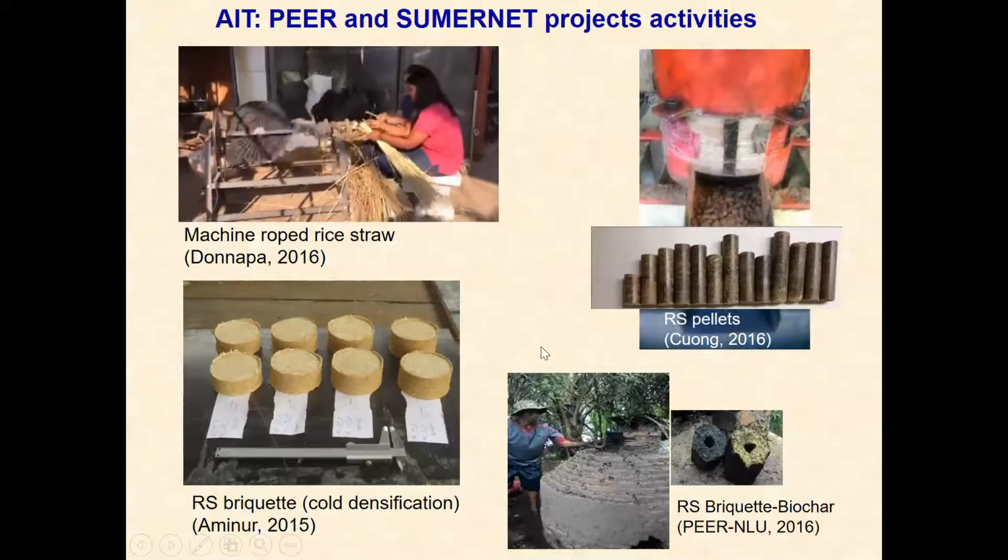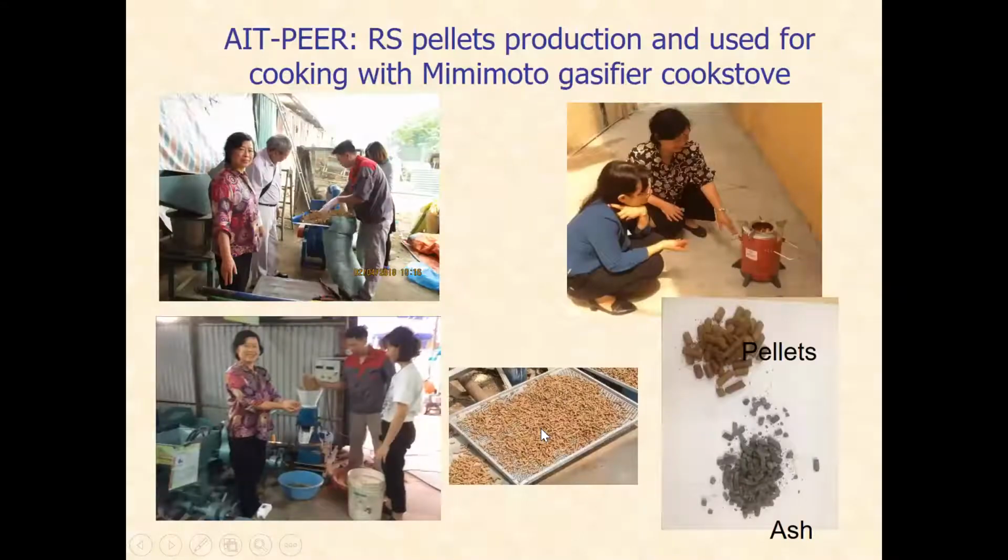So this is our activity. I want to show it in the video, so I will skip it. In the PEER project, we help follow up on PEER projects. Here we try to produce rice straw pellets, and we use them for cooking with the Mimimoto gasifier cookstove, a very clean cookstove. First, the rice straw collected needs to be ground to the proper size and mixed with some additive, and we have a pelletizing machine to press it into pellets. These are the dry pellets, and we put them in the Mimimoto cookstove, and they burn almost smokeless, okay? And the ash produced is very soft and can be used for soil conditioning, for example. So this is one of the outputs of our PEER project, and this is the award given to it, conducted in Hanoi.